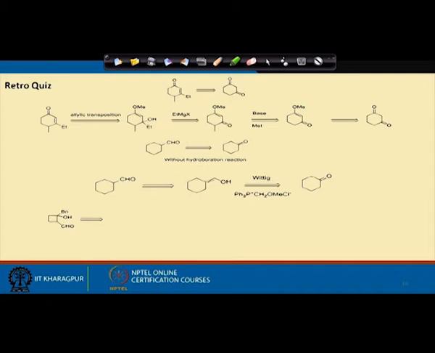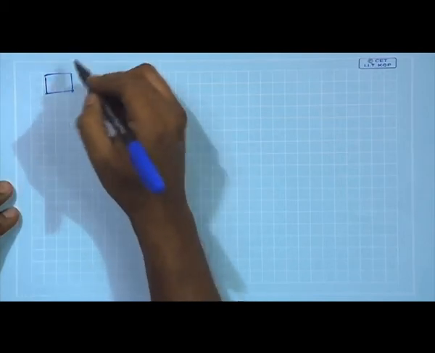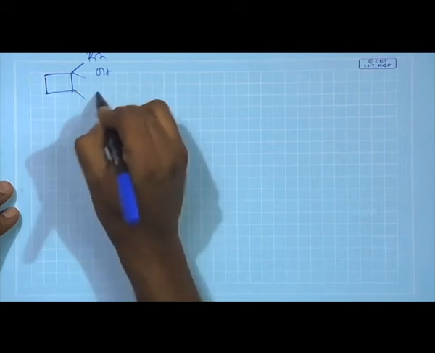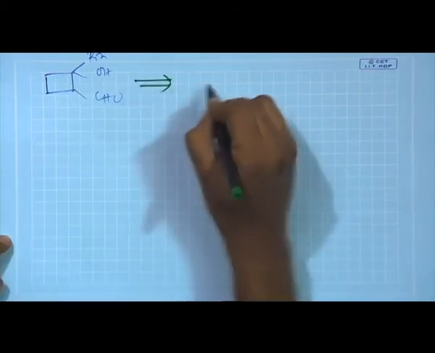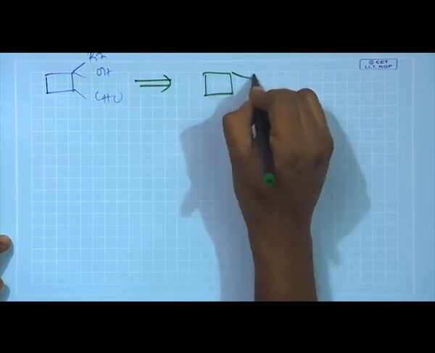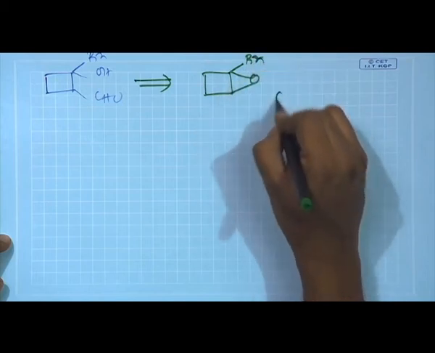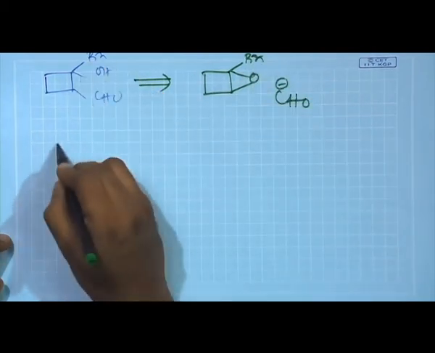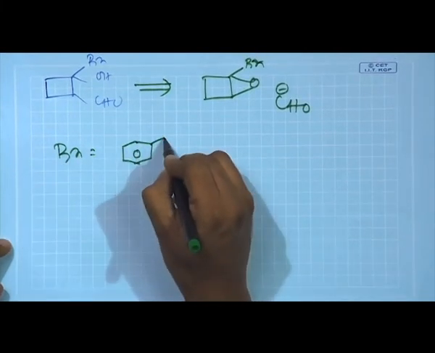The next problem is a pretty simple one. We will try to go a little bit faster. It is basically a cyclobutane containing compound, BnOH CHO. We do a retro, very straightforward. We say that the compound can come from an epoxide and a formyl anion equivalent. Now, Bn stands for benzyl. This group Bn is basically a benzyl group.